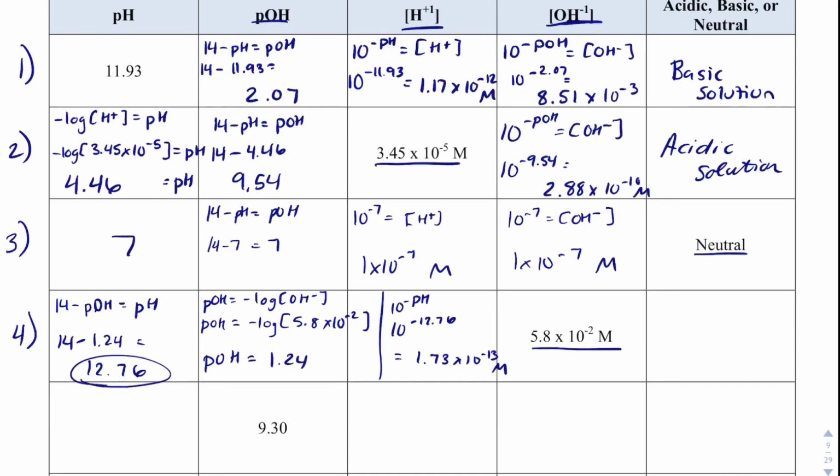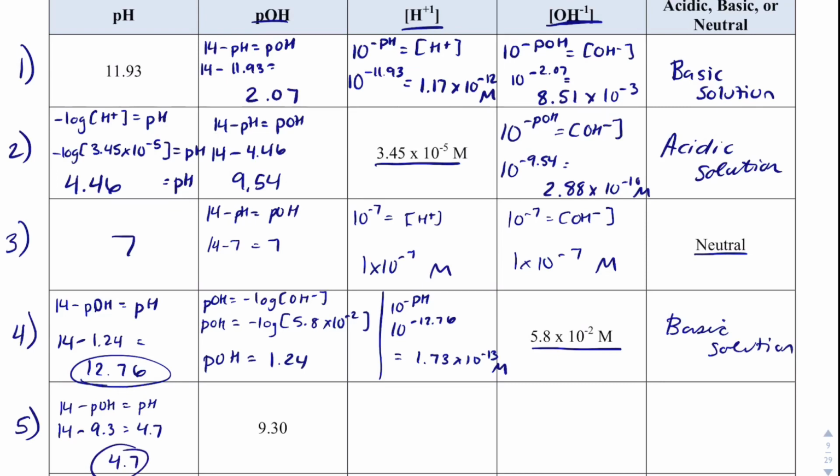Now, looking at my pH, it's above 7, so I know that I have a basic solution. Okay, last one for this video. On number 5, we are given the POH. Again, I think a good strategy is to get to pH as quickly as possible. We have 14 minus POH equals pH. So I'll take 14 minus 9.3. And when I take 14 minus 9.3, I'm going to get 4.7.